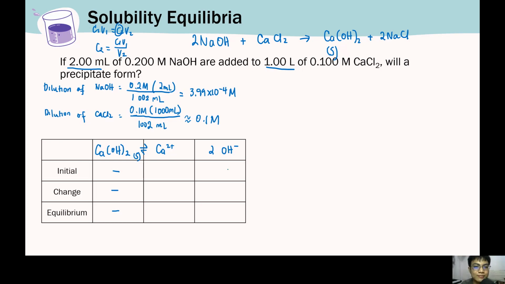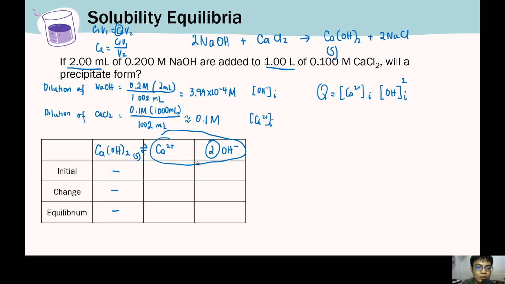So now, ano gagawin natin? So actually, these are your initial concentrations, right? Okay? Ito yung mga initial concentration mo. For the OH, ito yung initial concentration. And for the chloride, for the calcium, ito din yung initial concentration mo. So meaning we can plug it into our Q. Okay, so again, Q is just the reaction quotient, no? And basically, itong ions natin na to, plug in lang natin sa Q. So that is the concentration of your calcium initially times the concentration of your OH initially, then squared because of the coefficient na 2 doon. Okay? So plug in natin.